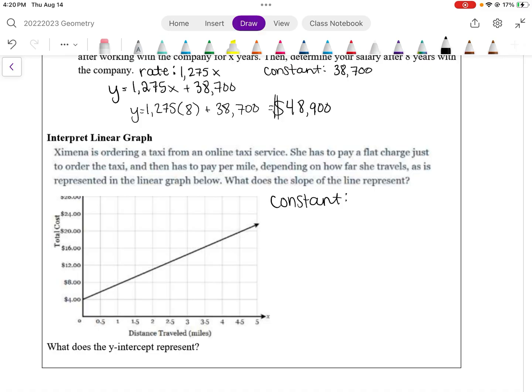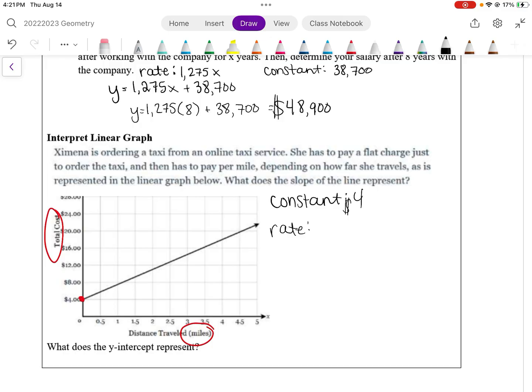So I want you to look at the graph and ask yourself, what do you think the starting point is? How much money do you think that she had to pay to even order this taxi? Look right here. It's starting at $4 and 0 miles. If you look down at the bottom, look at miles and cost. When it's at 0 miles, which means she hasn't driven, she still has to pay $4. So that constant is $4. That's just for ordering the taxi.